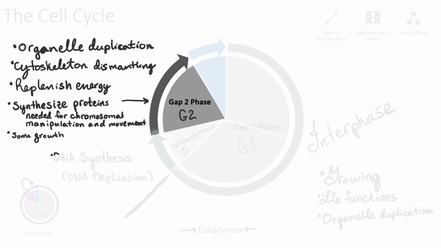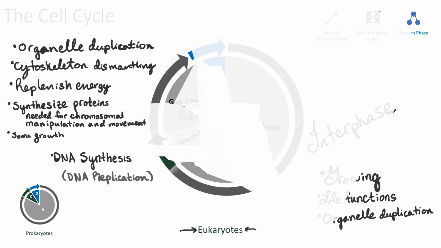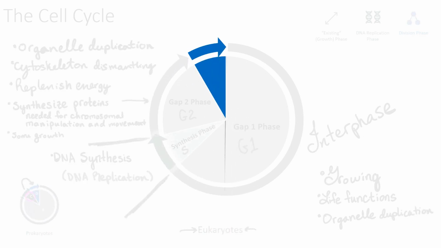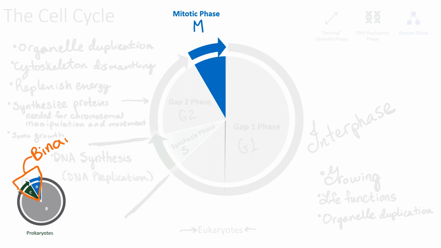So, once the eukaryotic cell is ready, it enters its division phase. In eukaryotic cells, we call that division phase the mitotic phase, or M phase, whereas in prokaryotes, we call the division phase binary fission. The mitotic phase is broken down into two overarching subphases, mitosis and cytokinesis.